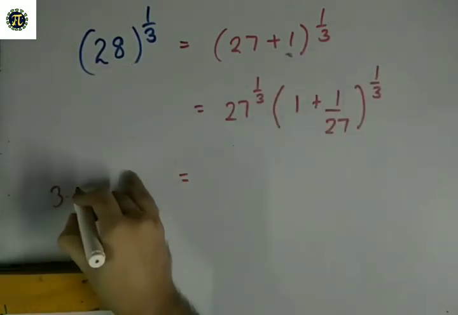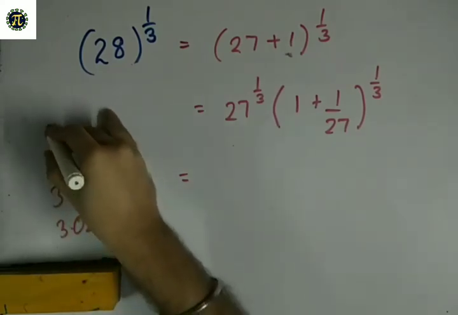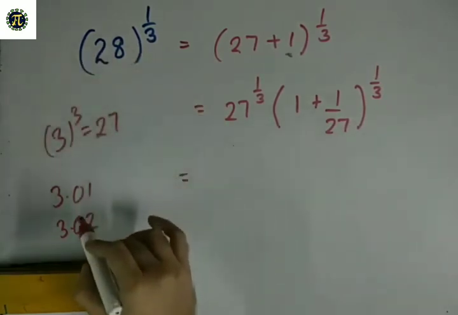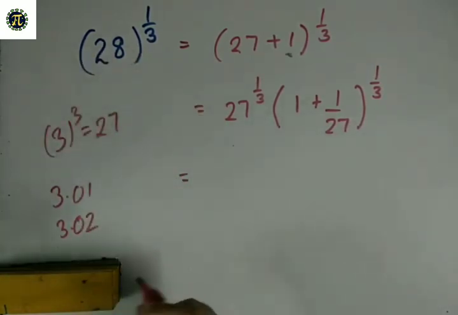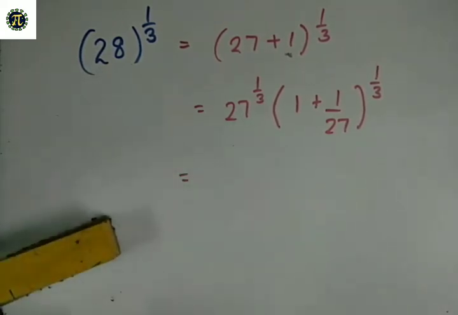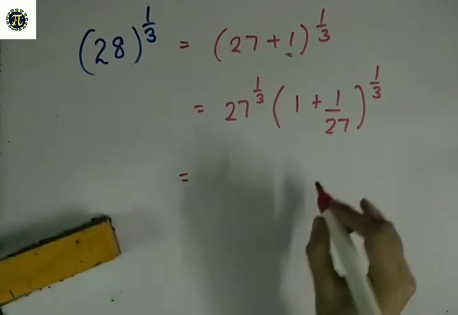I can say answer will be 3.01 or 3.02, right? Because 3 cube is exactly 27. So its cube root should be approximately 3.01. But what will be exactly, right? So to do that, we can use binomial approximation, and we should be able to get a good answer from all the 4 options that are available to you.